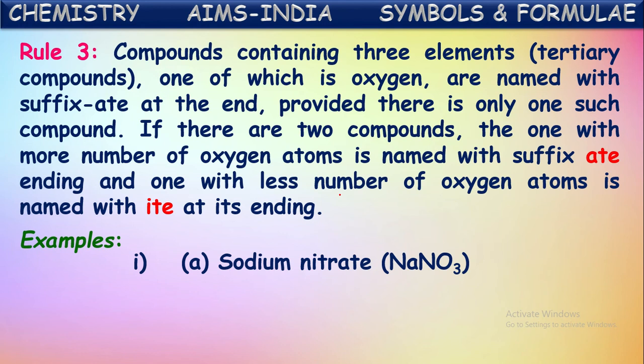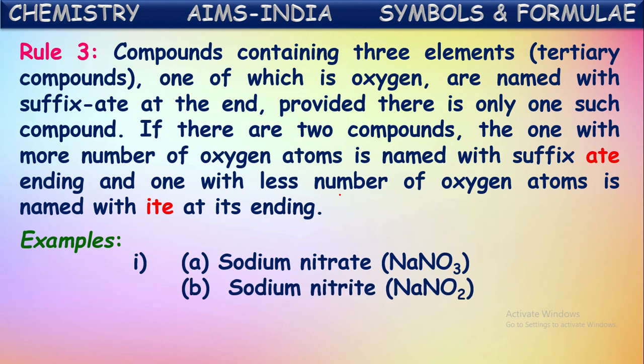For example, the compound formed between sodium, nitrogen and oxygen. These three elements in combination may form two types of compounds: NaNO3 and NaNO2. If you observe, these are compounds of the same elements: nitrogen, sodium and oxygen. But one has more oxygen atoms and the second has fewer. The compound with more oxygen atoms will be named with -ate at the end of the name instead of mentioning oxygen, and the compound with fewer oxygen atoms is named with -ite at the end. Here sodium, nitrogen and oxygen are there, and in this compound the number of oxygens is more. Now it is named like this.